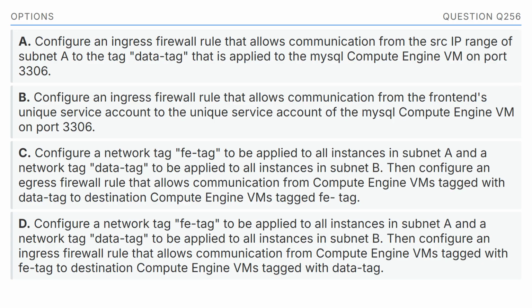Option C, configure a network tag FATAG to be applied to all instances in Subnet A and a network tag data tag to be applied to all instances in Subnet B. Then configure an egress firewall rule that allows communication from Compute Engine VMs tagged with data tag to destination Compute Engine VMs tagged FATAG. Option D, configure a network tag FATAG to be applied to all instances in Subnet A and a network tag data tag to be applied to all instances in Subnet B. Then configure an ingress firewall rule that allows communication from Compute Engine VMs tagged with FATAG to destination Compute Engine VMs tagged with data tag.